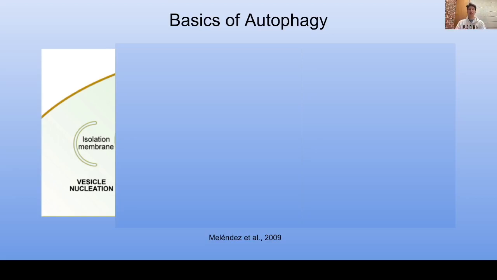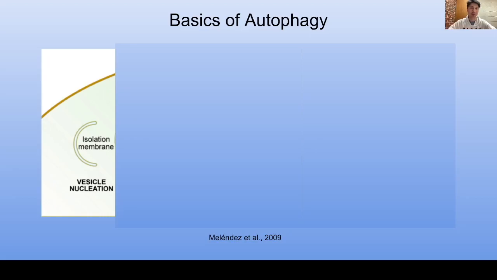So the basics of autophagy is that essentially the cell forms this organelle called an autophagosome that eats itself. The autophagosome is typically involved in cell death, but it does play roles in other situations. So let's just go over the basics of how it is made.